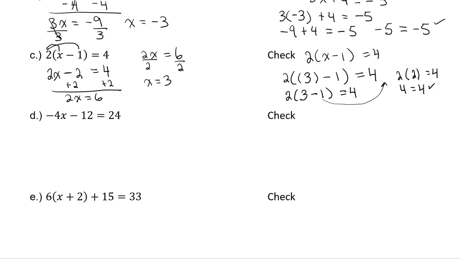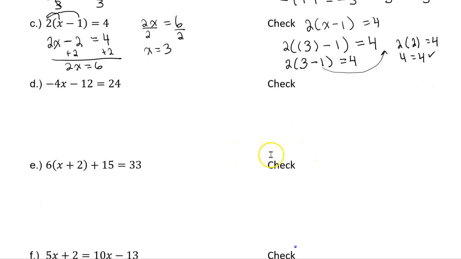Okay, for this next one, again, nothing to combine on each side. So I'm going to go ahead and immediately start working across the equal sign. So reverse order of operations says that I need to get rid of that minus 12 first. So I do plus 12, plus 12.